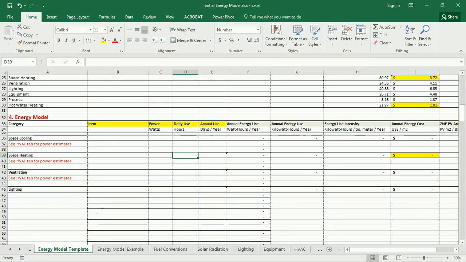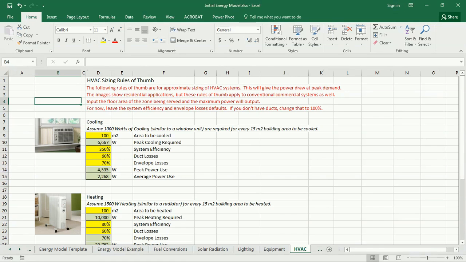If you don't have the power numbers for your heating, cooling, ventilation systems, then I've got a rule of thumb method you can use to estimate them. If you go over to this HVAC tab, you'll see some instructions about how to go through with this. And keep in mind that these are just rules of thumb. You can see that there's a lot of things that they don't consider.